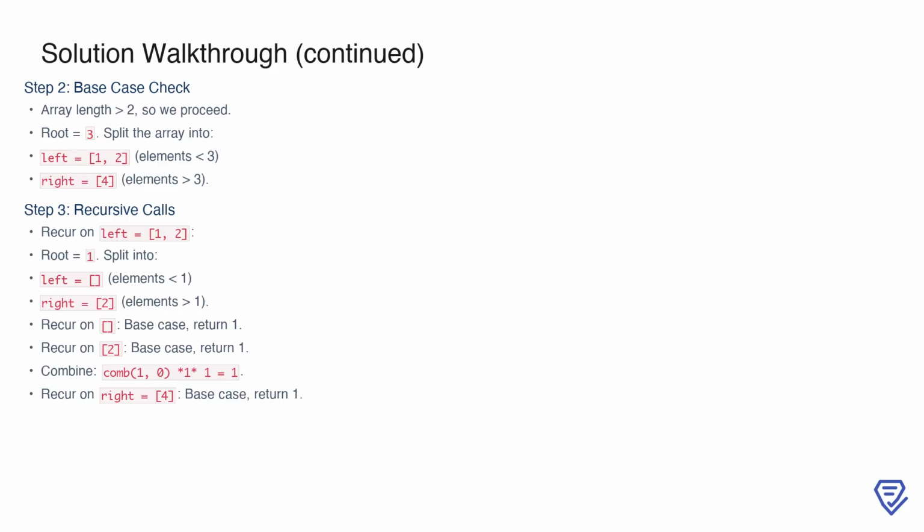Now, we recursively compute the number of reorderings for each subtree. For left equals [1, 2], we identify 1 as the root. Splitting further, the left subtree becomes empty, and the right subtree is [2]. For the empty left subtree, the base case applies, so we return 1. Similarly, for the right subtree, [2], the base case applies, and we return 1. Combining these results, we compute com[1][0] * 1 * 1 equals 1. For right equals [4], the base case applies, and we return 1.